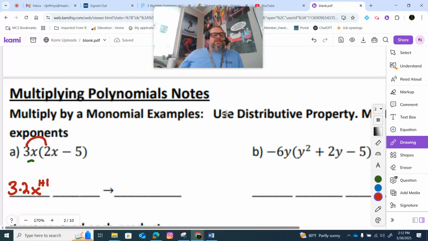All right. So what is 3 times 2? 6. All right. Now with the x's, adding the exponents. What is 1 plus 1? 2. And we are done with that part.